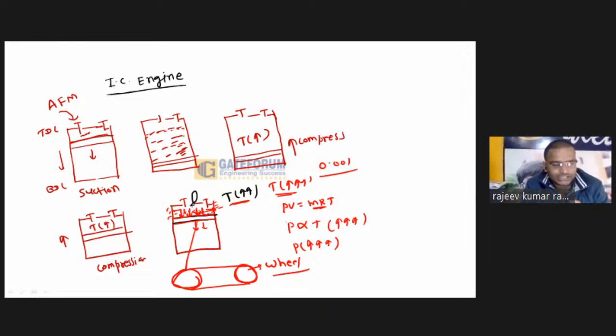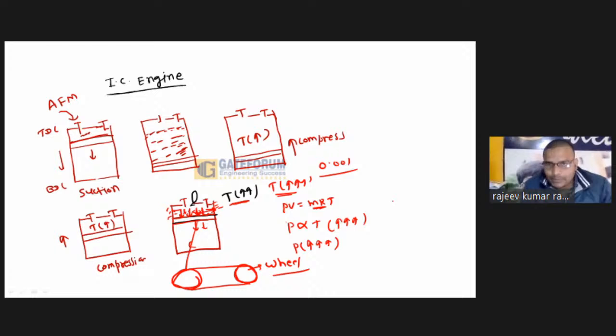When power is generated there, it will start rotating the crankcase. And by various arrangements, I am connecting the crankcase with my wheel. As the crankcase is rotating, the wheel is also rotating. And in this case, your vehicle is going to move. So this is called the power stroke. And this takes place at a constant volume in the case of the auto cycle.